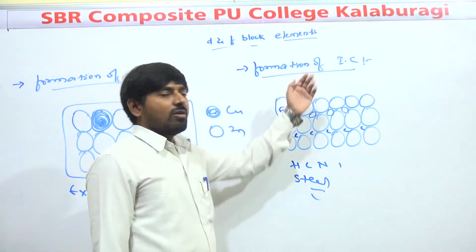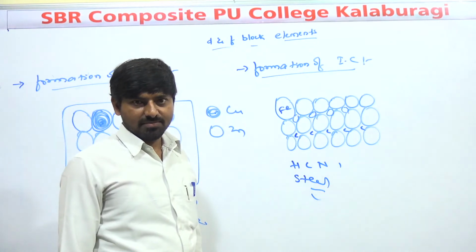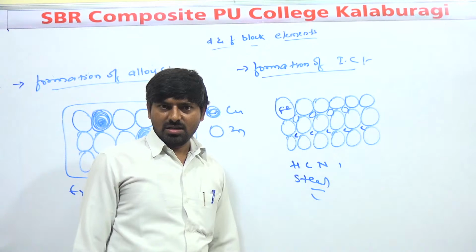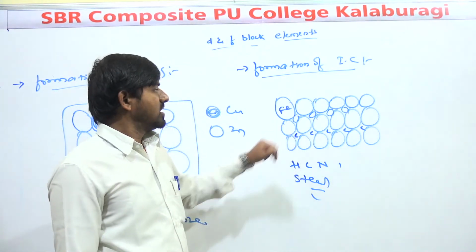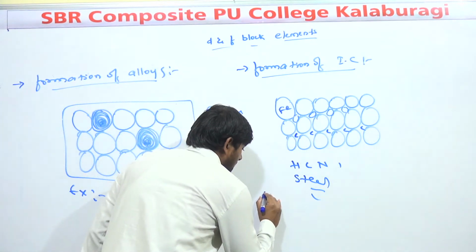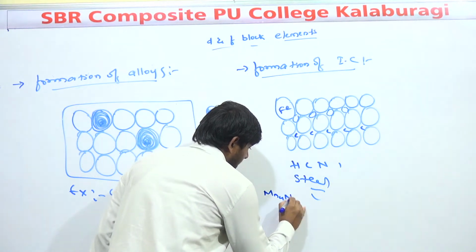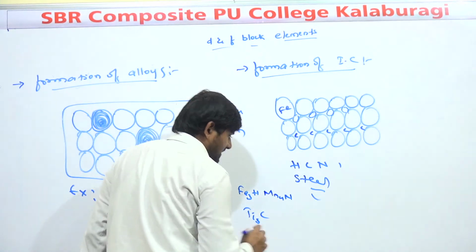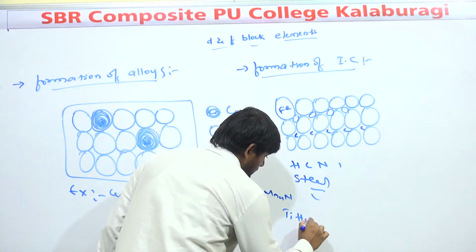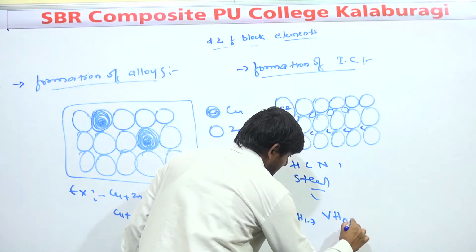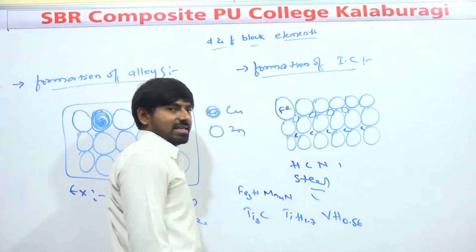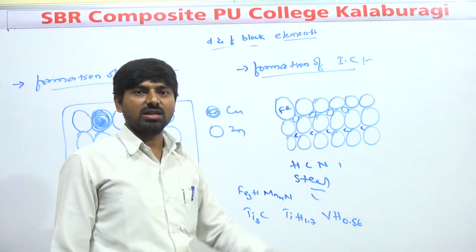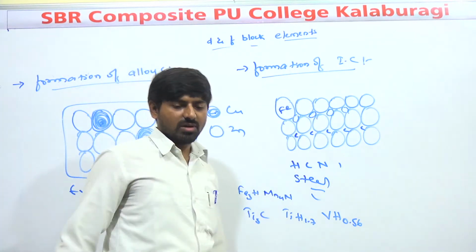Now, what will be the properties of interstitial compounds? What can be the other examples? Other examples can be Mn4N, Fe3H, Ti3C, TiH1.7, VH0.56, etc. These are a few other examples belonging to interstitial compounds. Now, what are the properties? See here.